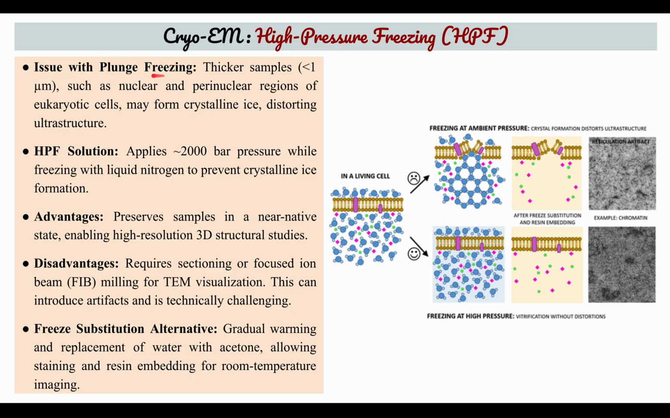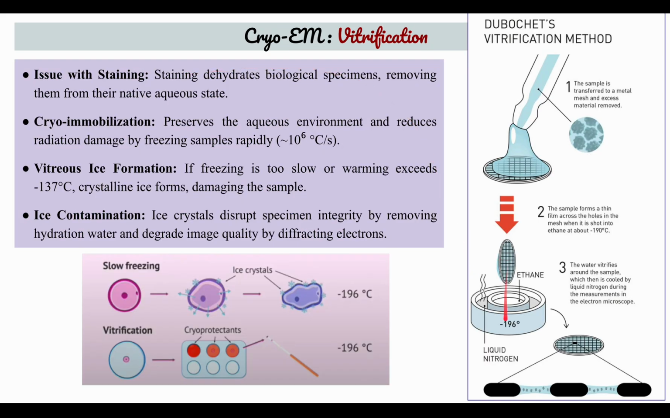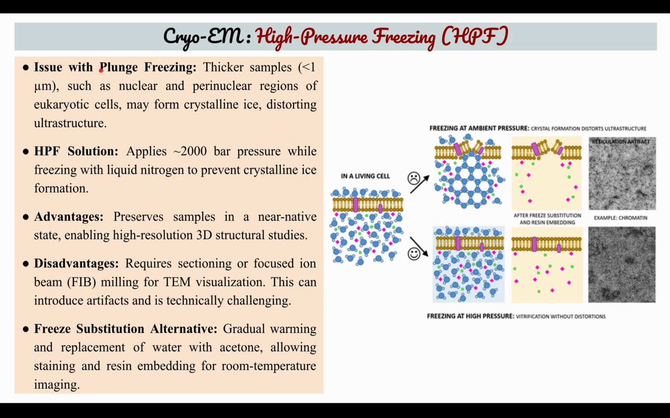But there are some limitations with plunge freezing as well. So now what can happen? Thicker samples, those thicker than 1 micrometer, such as nuclear or perinuclear regions of eukaryotic cells, may form crystalline ice which can distort the ultrastructures. So if you have thicker samples, there is the issue of formation of crystalline ice. For that reason, we can go for high pressure freezing, in which we apply about 2000 bar pressure while freezing with liquid nitrogen to prevent crystalline ice formation.